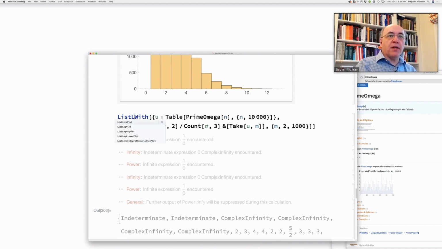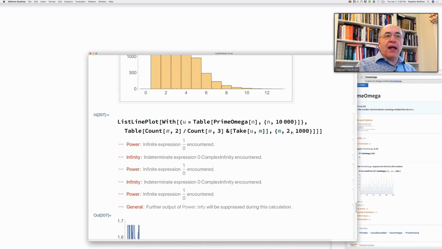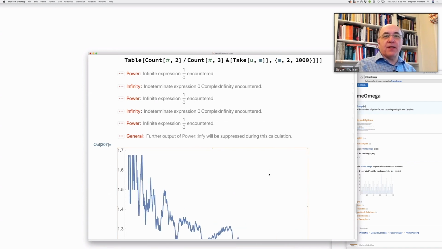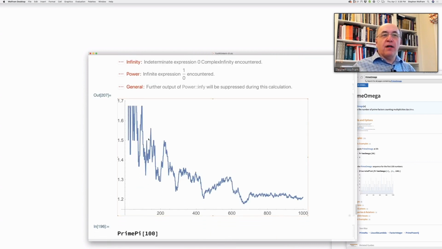Okay, so this is a plot of the popularity of, wow, this is so weird. This is the popularity of numbers where the number of primes you need to make them is 2, divided by the number of numbers where the number of primes you need to make them is 3. So over here on the x-axis is the maximum number we're looking at. This is saying up to 600 numbers.